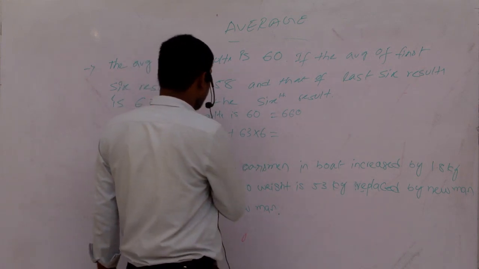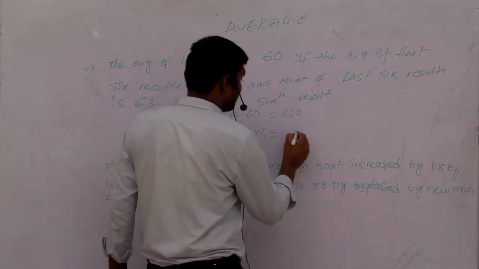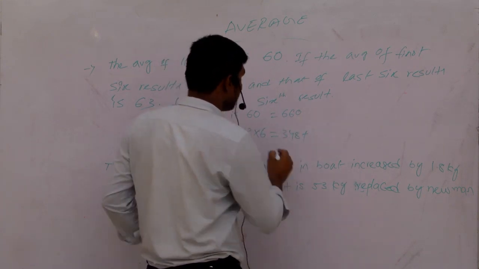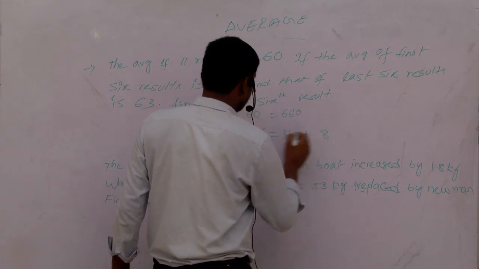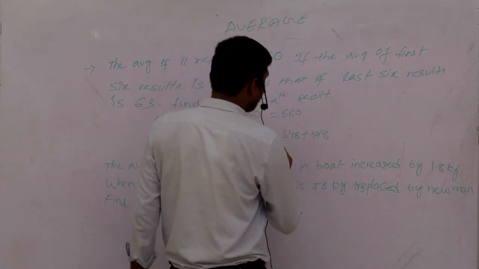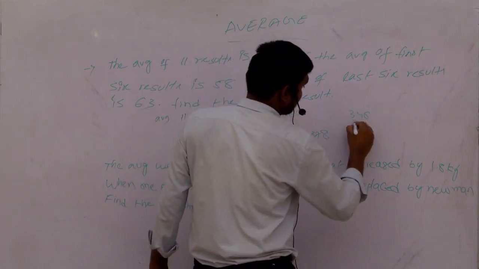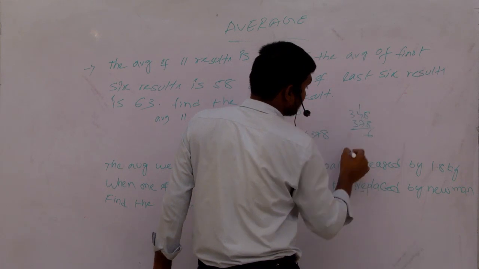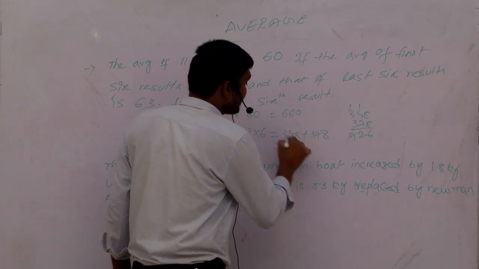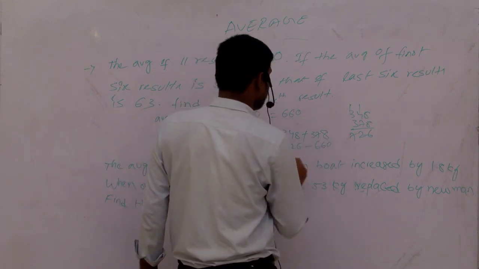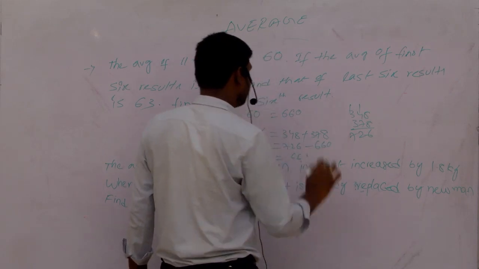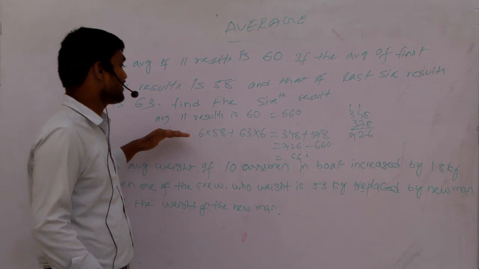So here 6 into 58 is 348, and 63 into 6 is 378. 348 plus 378 is 726. So here 726 minus 660 is 66. The sixth result is 66.